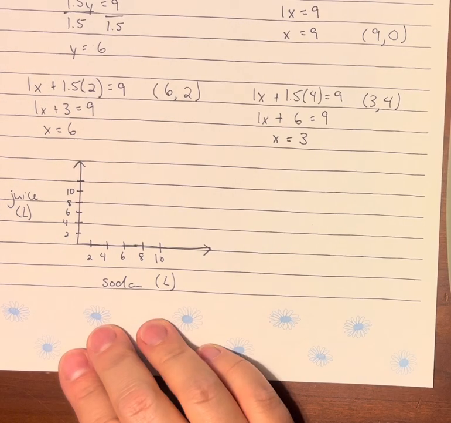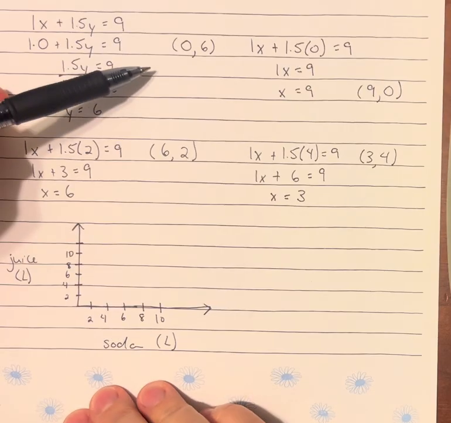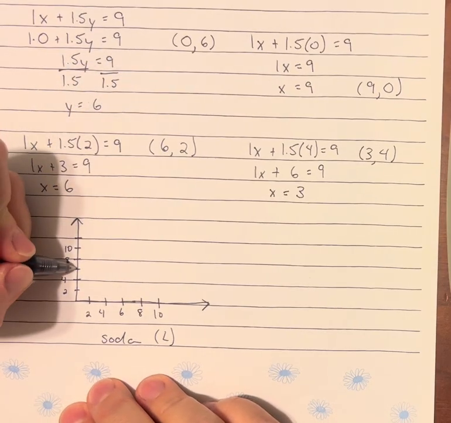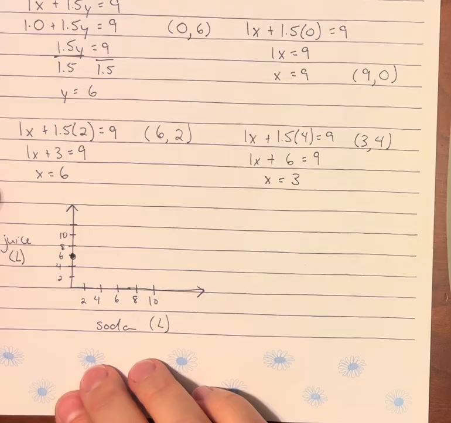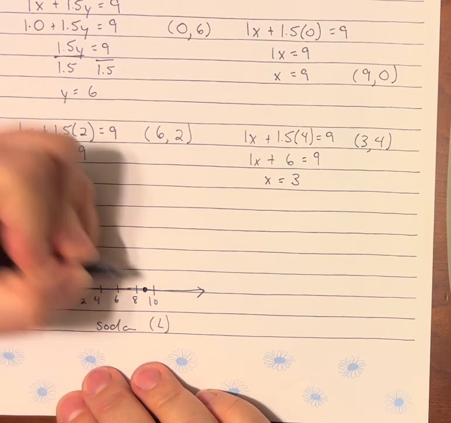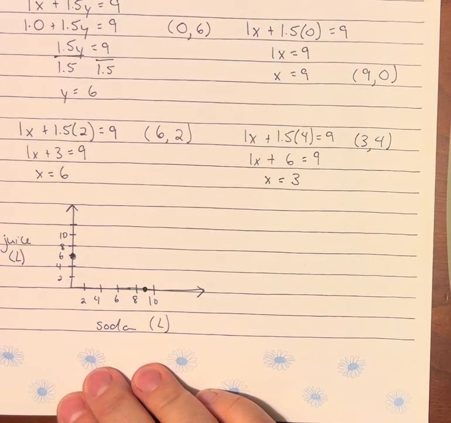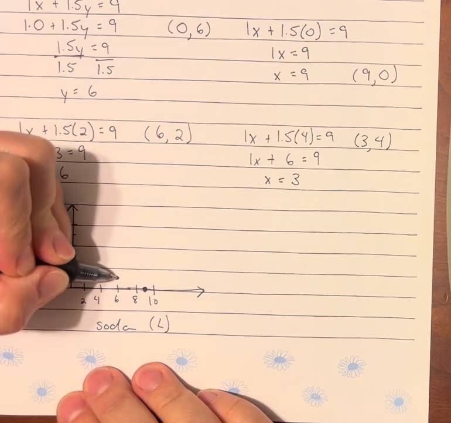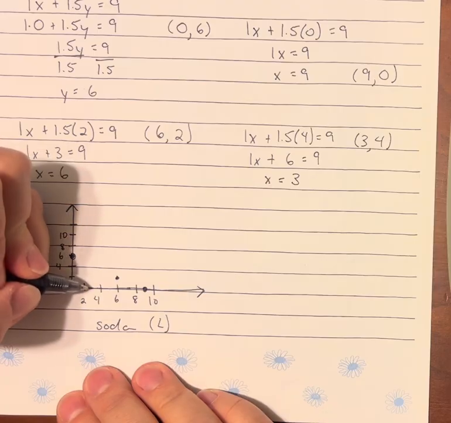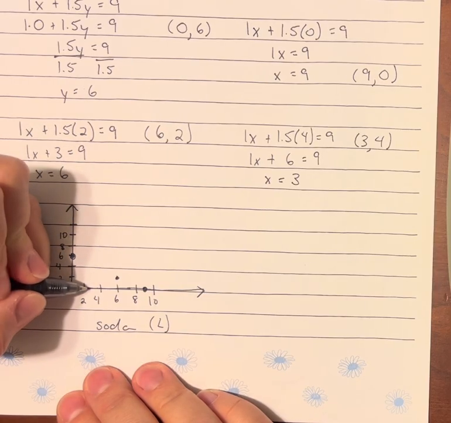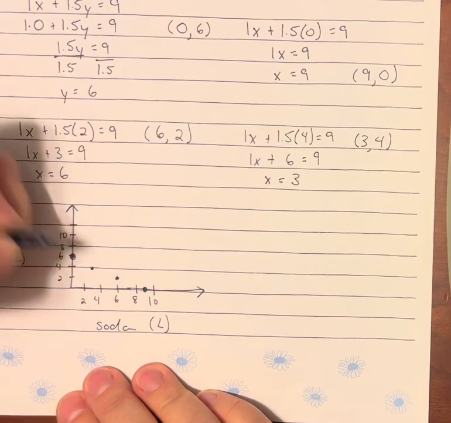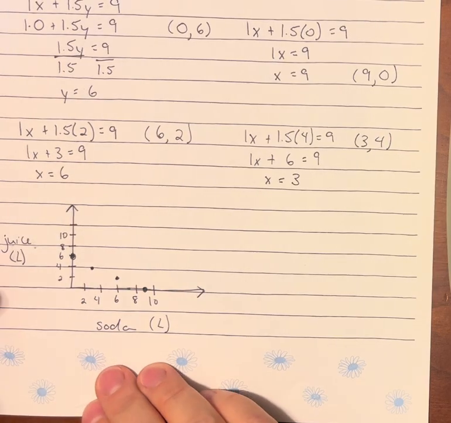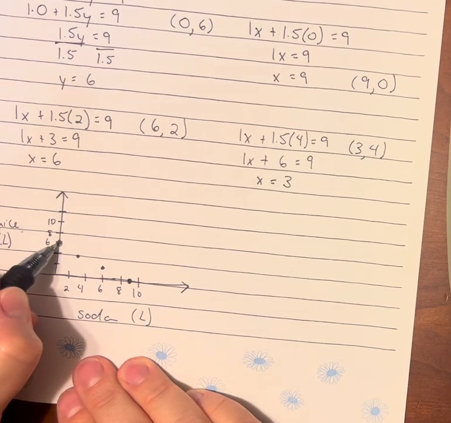All right, so the 4 ordered pairs we have to graph are 0, 6. 9, 0. So those are our 2 intercepts. That's our x-intercept and our y-intercept. 6, 2. And 3, 4. And as you can see, it is a rough sketch, but as you can see, those points do in fact make a line.